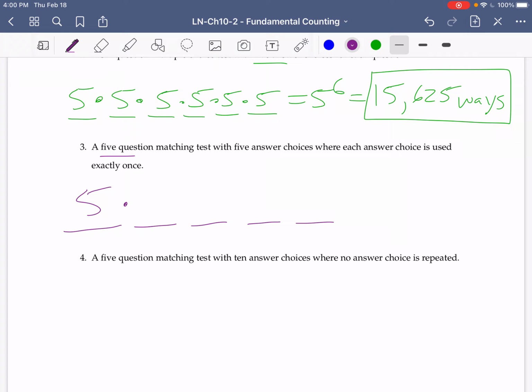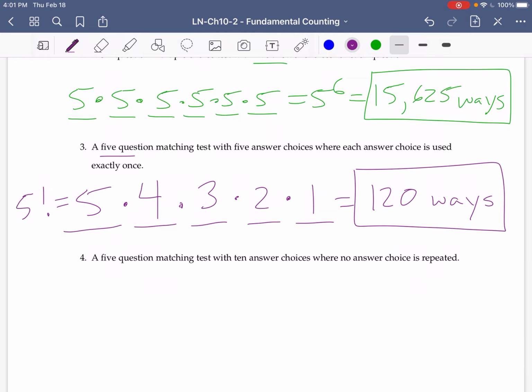Well, for that second question, it cannot be the answer from the first. Right? We've taken that answer choice out, so we have 4 options. For the third question, we only have 3 remaining unused answers, and then we have 2 remaining unused answers. Then our last question has to go to whatever answer was not chosen. And so when we go through that, this should look familiar. This is 5 factorial. And that was 120 ways, right? So we multiplied from 5 all the way down to 1.